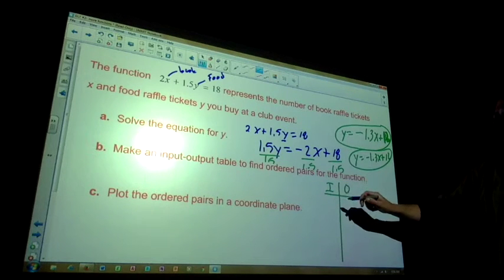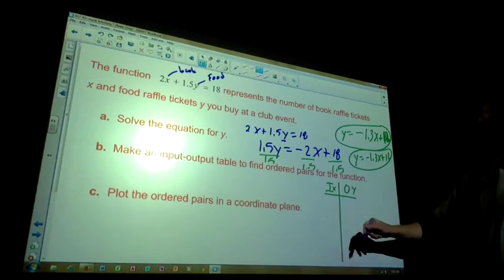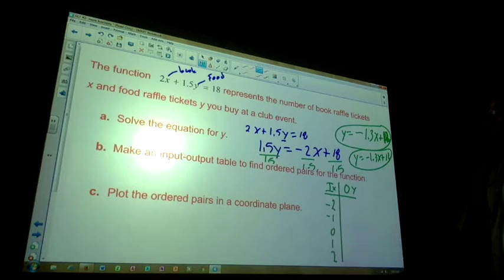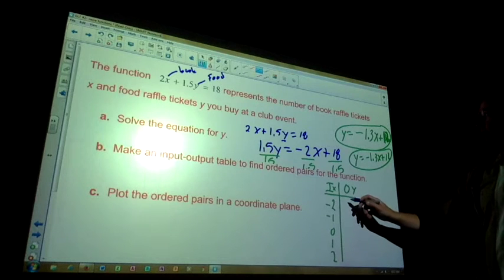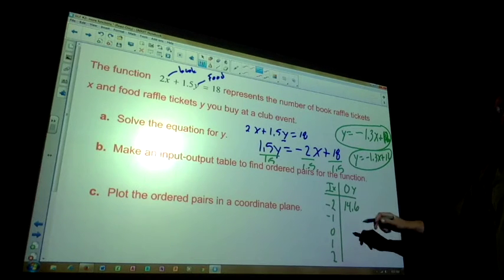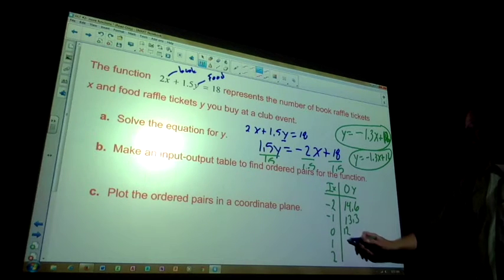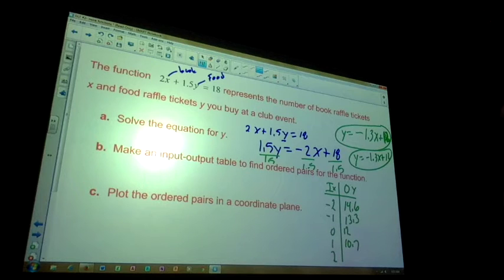Input, output, x, y. So we have to pick some points. I don't know, -2, -1, 0, 1, 2. Is that all right? So -1.3 times -2 is 2.6. 2.6 added to 12 is 14.6. -1 times -1.3 is 1.3. 1.3 plus 12 is 13.3, excuse me. Plug 0 in, I get 12. -1.3 times 1 is -1.3. -1.3 added to 12 is 10.7, I believe. Yeah, I think we got enough.